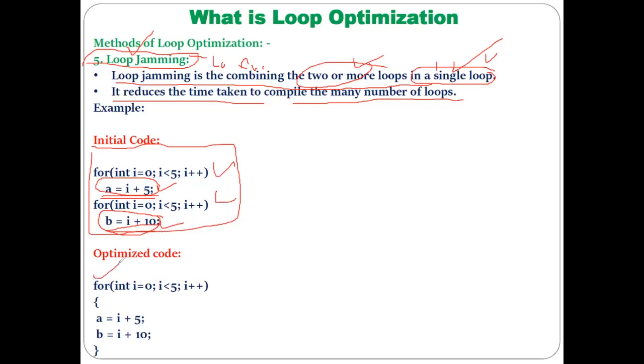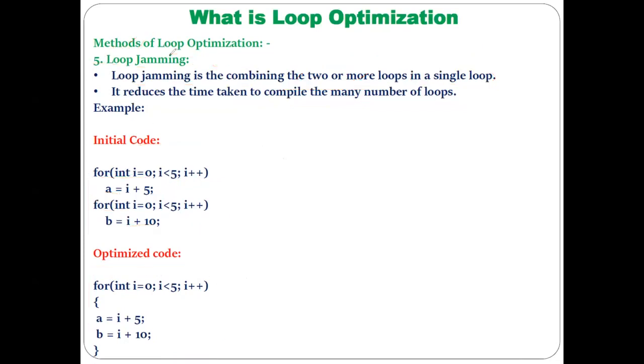Understood? Like this. So this is nothing but the code as a loop jamming, combining two or more loops into a single loop if it is possible, and writing it like this. So definitely the time required to execute or compile this code will be less as compared with this code. So this is preferable as compared with this. So this is considered as a loop jamming, a loop optimization technique.